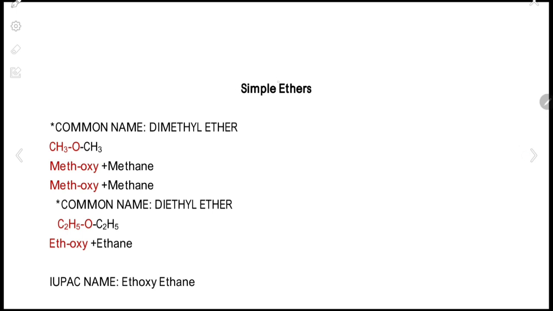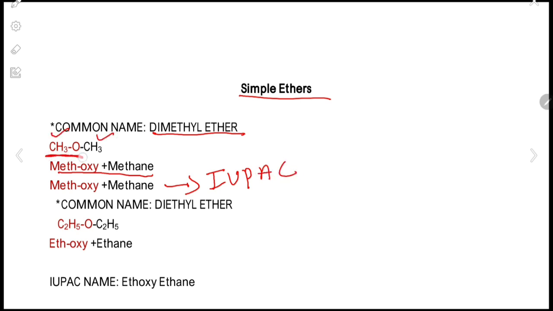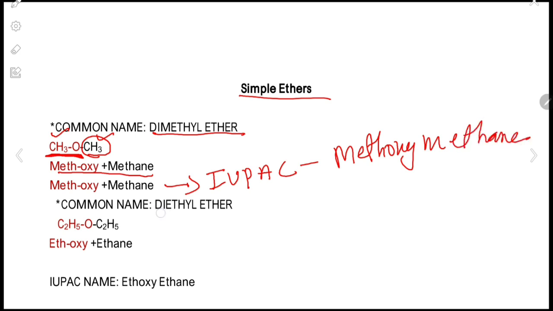Moving on to the next one, here is the simple ether. The first example is dimethyl ether, as I said. So its IUPAC name will be, you can see there are 2 methyl groups over here. So this will be considered as the alkoxy group, that is methoxy, and this is the parent hydrocarbon, so it is methane. So the IUPAC name is methoxymethane. Moving on to the next one, diethyl ether. As I said, there are 2 ethyl groups attached to one oxygen. So this becomes ethoxy and this becomes ethane. So the IUPAC name is ethoxyethane.